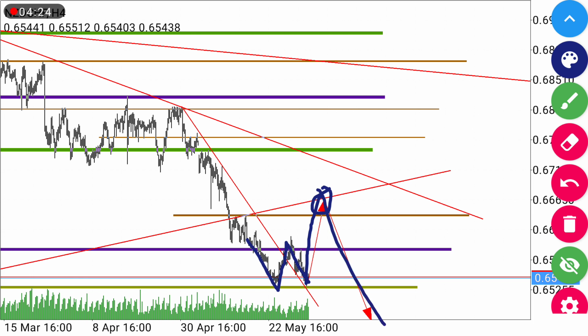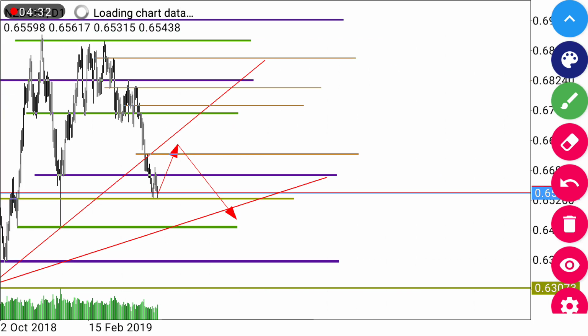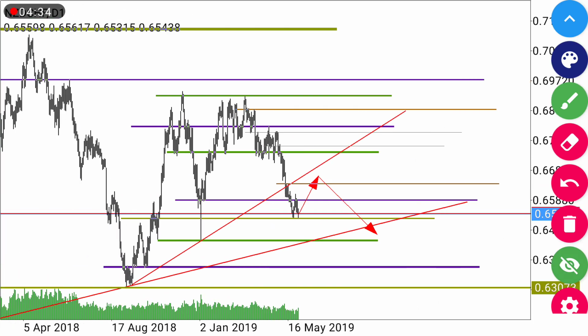So for the coming week, we will be having temporary uptrend in NZD CHF and long-term downtrend, and the structure of this market can easily be viewed on daily time frame. On daily time frame, as you can see, there is also a trend line which is broken, so it must be retested so that it can continue moving down. And our targeted area will be first on this green zone.